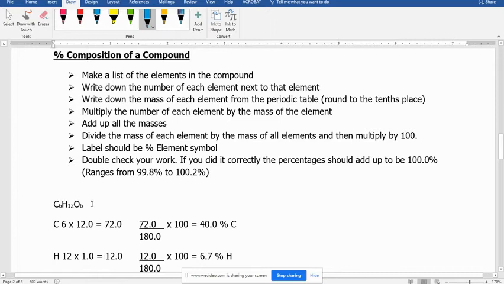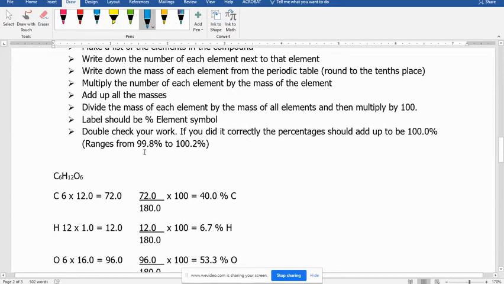So what you do is you start out with a particular compound. In this case, we're working with glucose. You should have seen this probably in a biology class along the way. And with this one, we've got carbon, we have hydrogen, and we have oxygen. So the first thing that you're going to do is make a list of each of the elements. So you write down carbon, hydrogen, oxygen. Then you are going to write down how many of each element you have. So for carbon, we had 6, hydrogen, we had 12, and oxygen, we had 6. We use these subscripts to determine that. If there's not a subscript present, then that means that it's only 1.